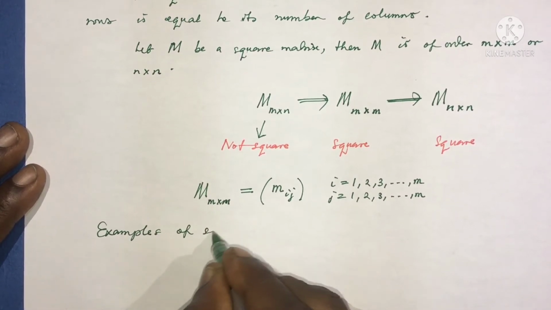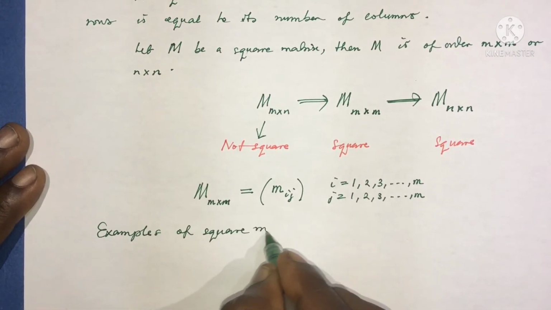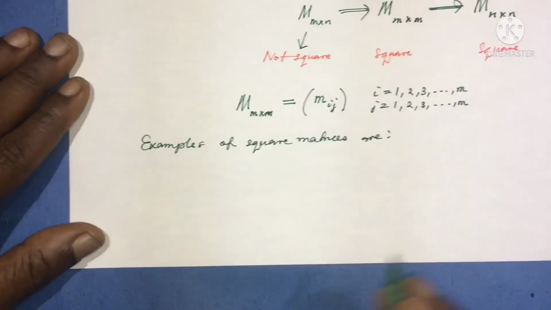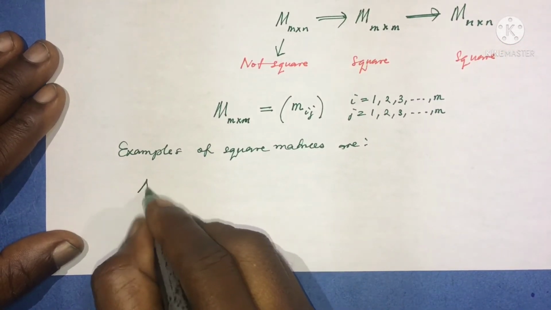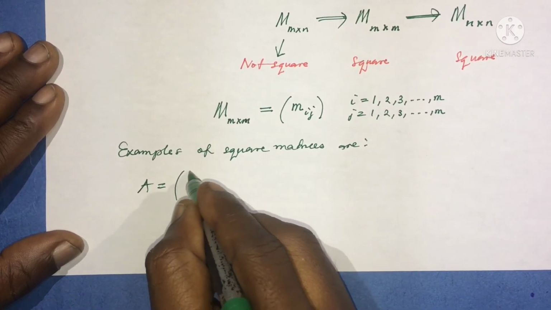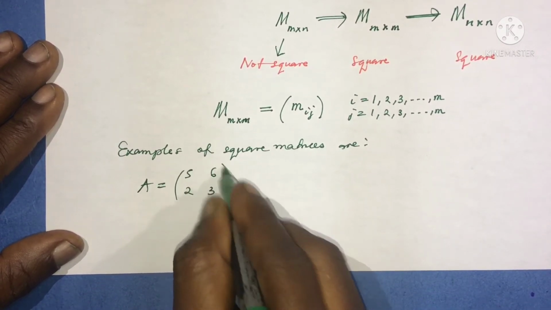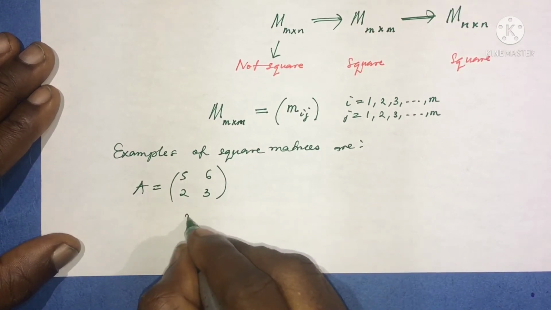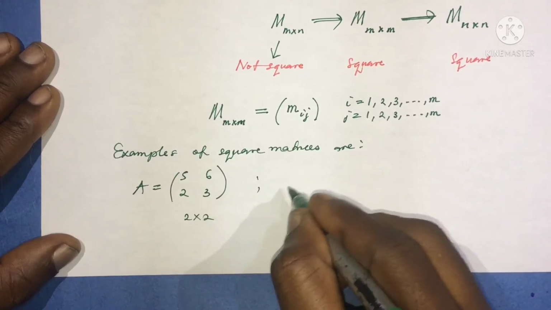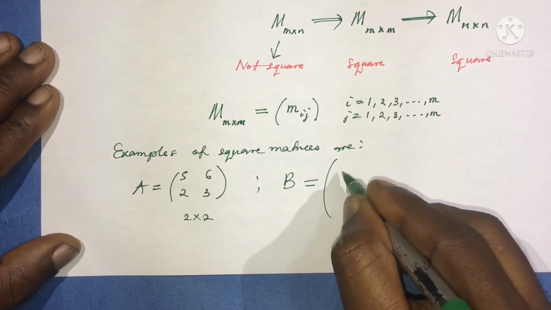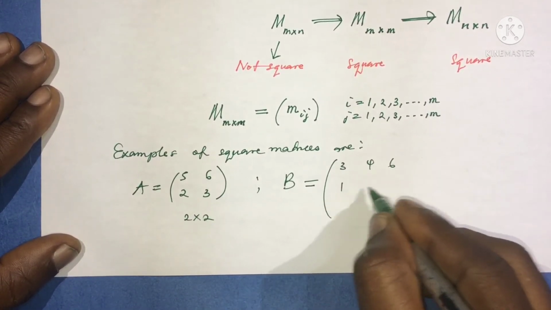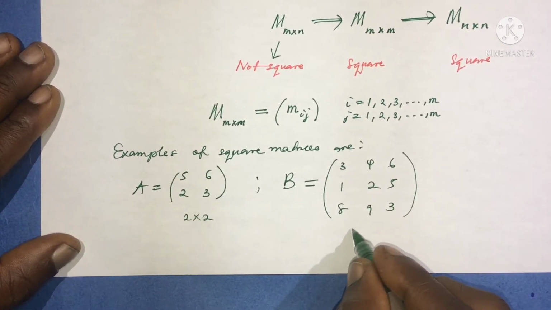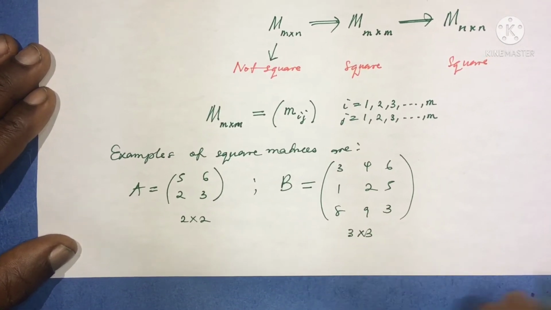Examples of square matrices are: A equals 5, 6, 2, 3. This is a 2 by 2 square matrix. The next one, B equals 3, 4, 6, 1, 2, 5, 8, 9, 3. This is a square matrix of order 3 by 3.